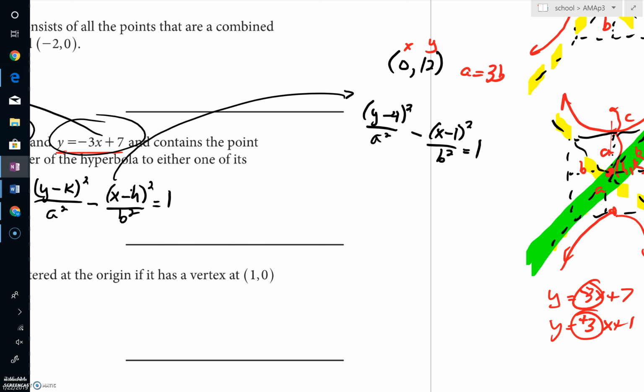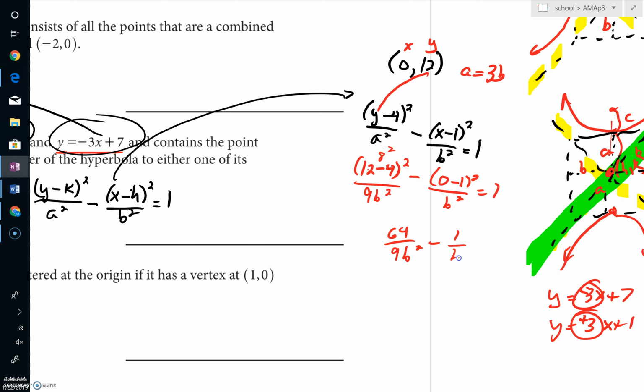So let's do that. I'm going to plug in a 12 right here. I'll get 12 minus 4 quantity squared. I'm going to plug in my x is 0. That's 0 minus 1 quantity squared. If A is equal to 3B, A squared would be 9B squared, wouldn't it? 12 minus 4 is 8, and 8 squared would be 64. And negative 1 squared is just a 1. At this point, we should be able to solve this, right?